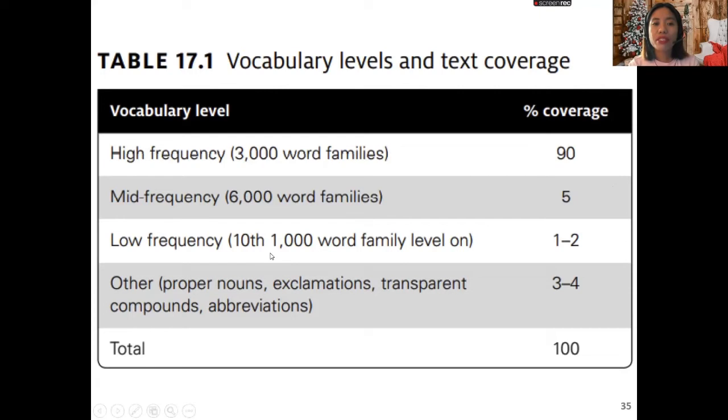And the low frequency, it's 10th, of course, 1,000 word family level, so the coverage should only be 1 to 2. And then the other, of course, kana ng mga gagmay na lang yun, the coverage would be 3 to 4. So of course, you don't know all abbreviations, you don't know all compounds and the likes, but ang high frequency, these are the words that by sight, we just learn, which we understand.